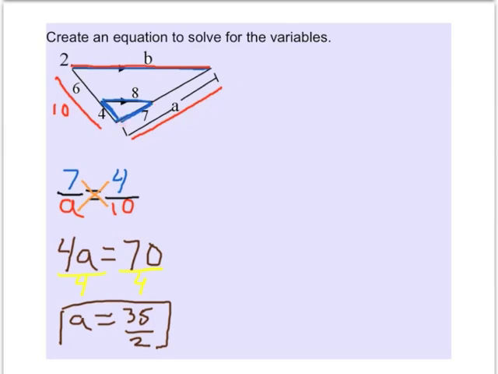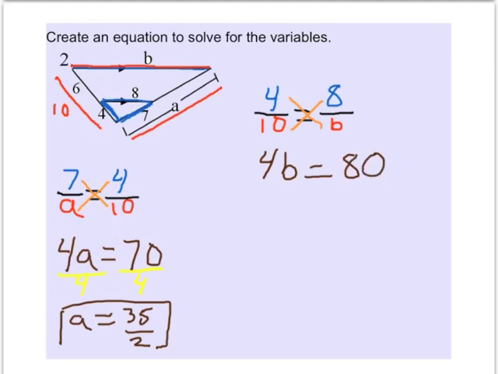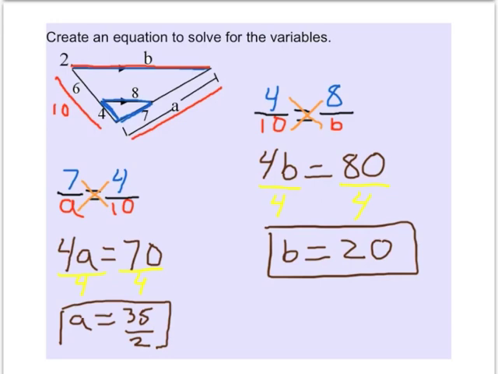Or maybe an easier one would be 8 divided by b equals 4 divided by 10. So let's set up that ratio. So once again we have 4 divided by 10 is equal to 8 divided by b. And then we'll cross multiply. We have 4b is equal to 8 times 10, which is 80, and then divide by 4 on both sides. And now we get b is equal to 20.